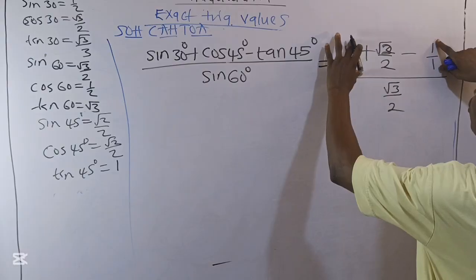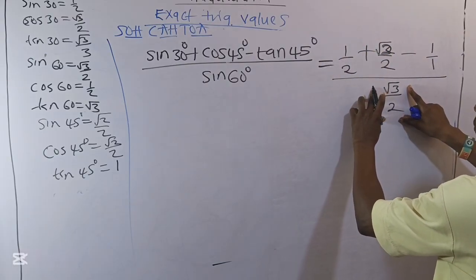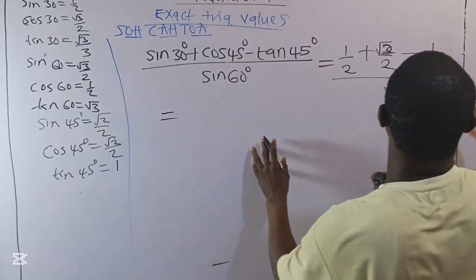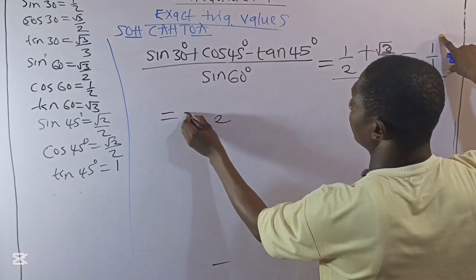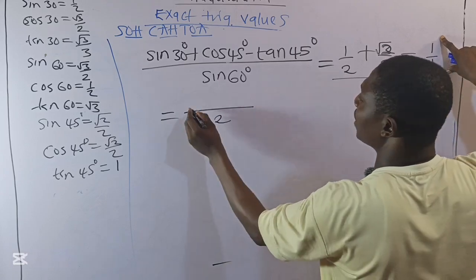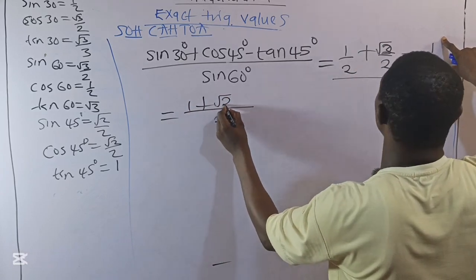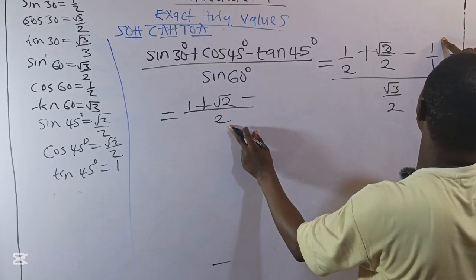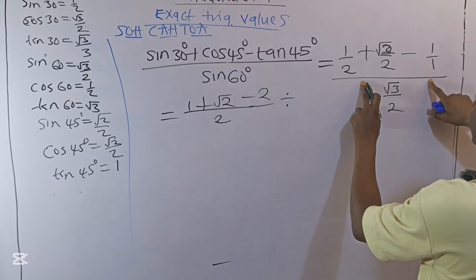Now, I will solve the top to give me a single fraction, just like this button is giving me a single solved value. So, I will have LCM of 2, 2, and 1 is 2. And 2 into 2 is 1. 1 times 1, 1. Plus 2 into 2, 1. 1 times root 2 will give me root 2. Minus 1 into 2, 2. 2 times 1, 2.